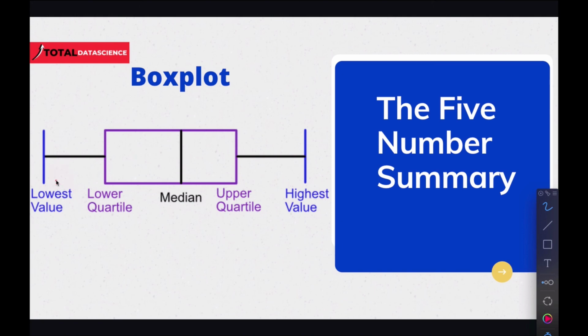Alright, welcome back. In this particular video, we're going to talk about the box plot and the 5-number summary. Alright, so let's get started.